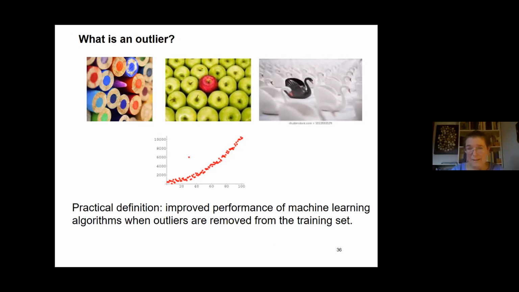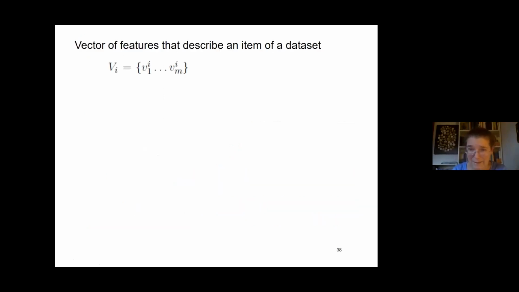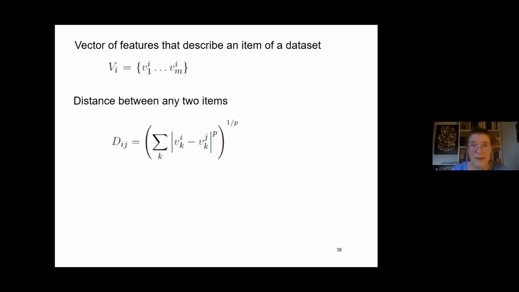an outlier is something that, when removed from the training set, the performance of a machine learning algorithm improves if I remove outlier data from my training data. So basically, we're going to propose two methods. I don't know if I have time for the second method, but at least I will explain the first one for outlier detection. So again, we end up with a set of features that identifies an item of the data set. For example, for an image, we have as a set of features the distance with all the other images. And then we can define distance between two items from how different these vectors of features are.